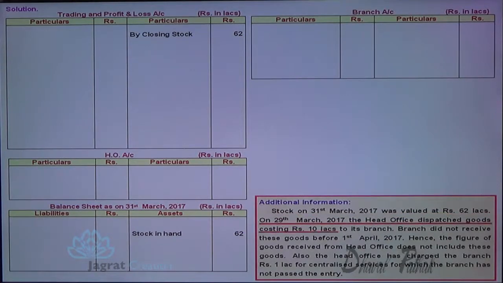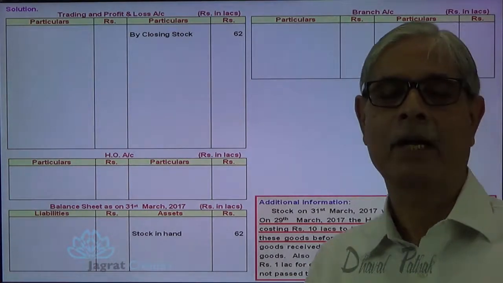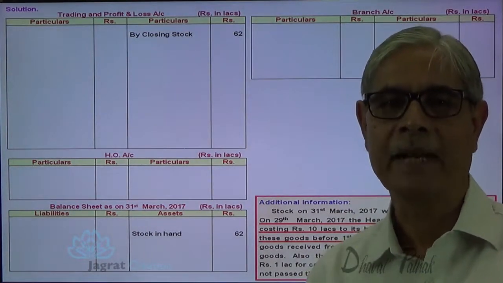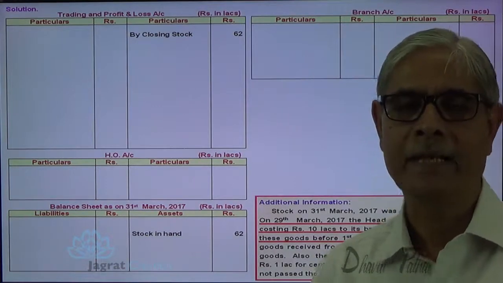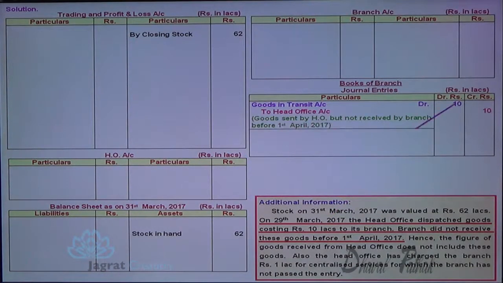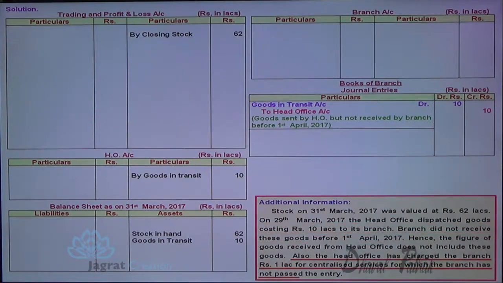Now transaction for goods in transit. Goods, 10 lakhs. Now the adjustment entry is to be recorded at the receiver's end. Branch is the receiver. So receiver end, the entry is to be recorded. Goods in transit account debit to HO account credit. So HO account is to be credited and goods in transit will appear on the balance sheet asset side. HO account is credited.